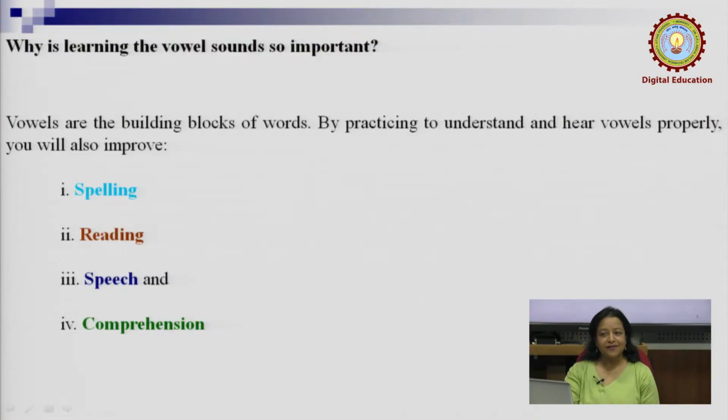Then why is learning the vowel sounds so important? Vowels are the building blocks of words. By practicing to understand and hear vowels properly, you will also improve spellings, reading, speech, and comprehension. The sounds in a new language are often very difficult to learn, so while reading, writing, speaking, and listening, try to practice with long and short vowel sounds, and also try to spell them properly.